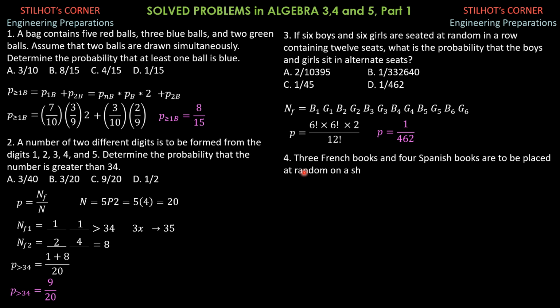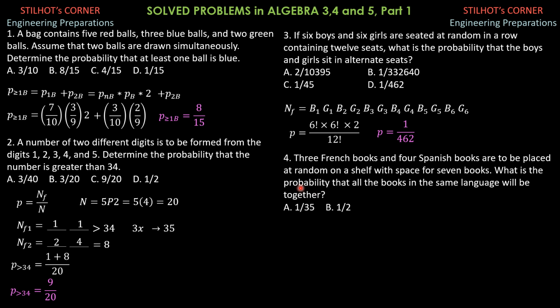Problem 4. 3 French books and 4 Spanish books are to be placed at random on a shelf with space for 7 books. What is the probability that all the books in the same language will be together? The total number of outcomes would be arranging the 7 books in a row, and that is 7 factorial ways.